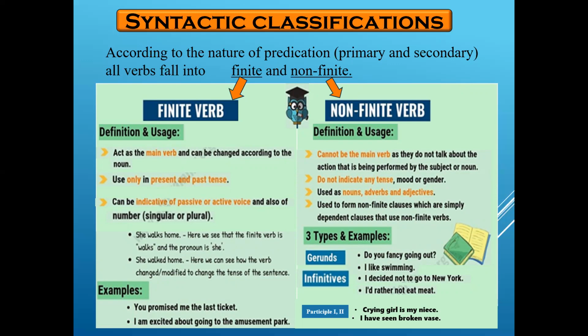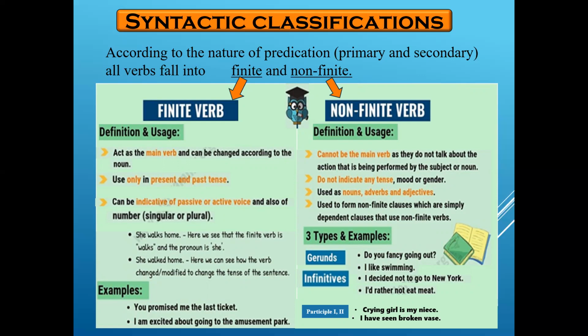Finite verbs act as the main verb and can be changed according to the noun. A finite verb is used in present and past tense, and can be indicative, in passive or active voice, and also of a number, singular or plural. While non-finite forms of the verb cannot be the main verb, as they do not talk about the action being performed by the subject or noun.